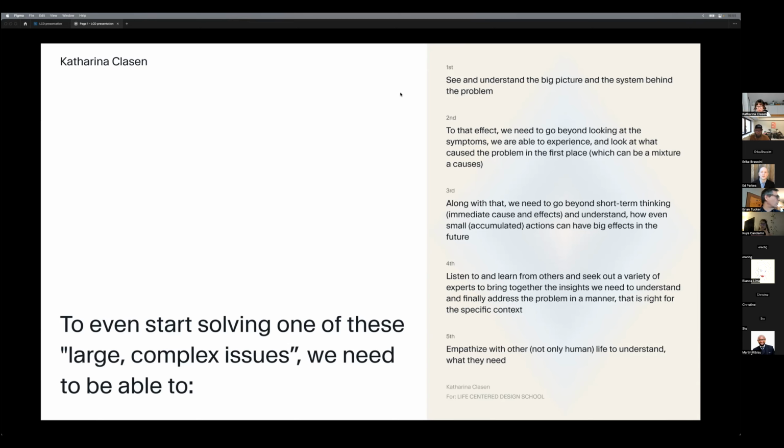And what we already do, what I already told you, is facilitate different voices, and that's also what we need to do. We need to learn from others and seek out a variety of experts to fully understand the problem we want to solve. And of course, we are used to empathizing with users, with humans. We need to keep that, but we need to expand in the sense that we also have to empathize with non-human life and see how that might be affected. And it needs to be considered in our design projects.